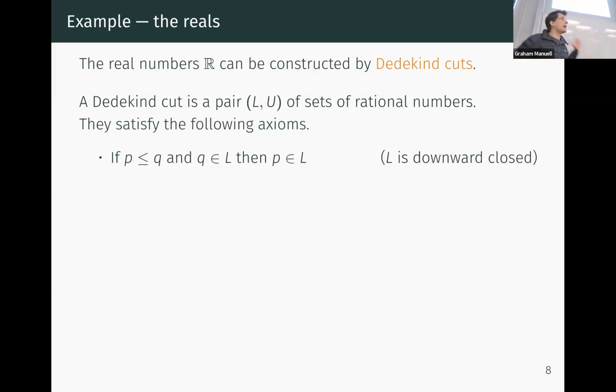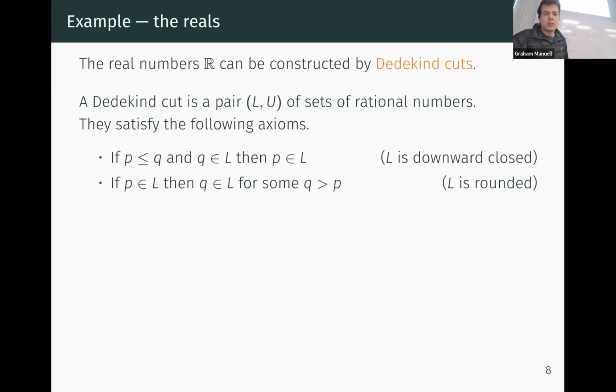And they need to satisfy certain axioms, since these are otherwise arbitrary sets of rational numbers. The first one is that the set L must be downwards closed, because if you have a lower bound, anything smaller is also going to be a lower bound. So that's the first axiom we want for L.